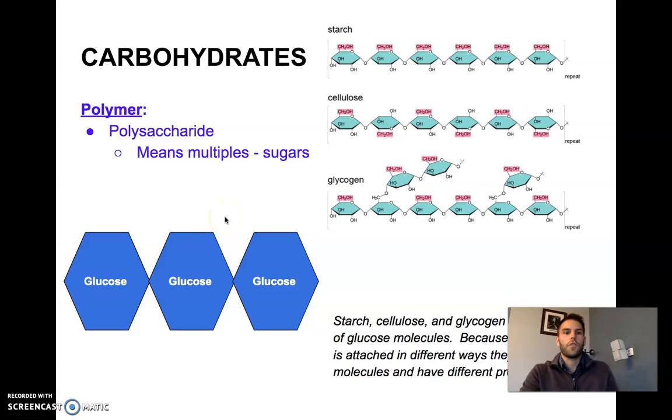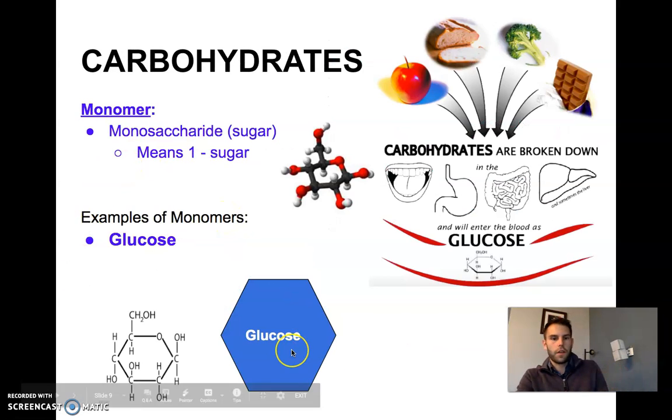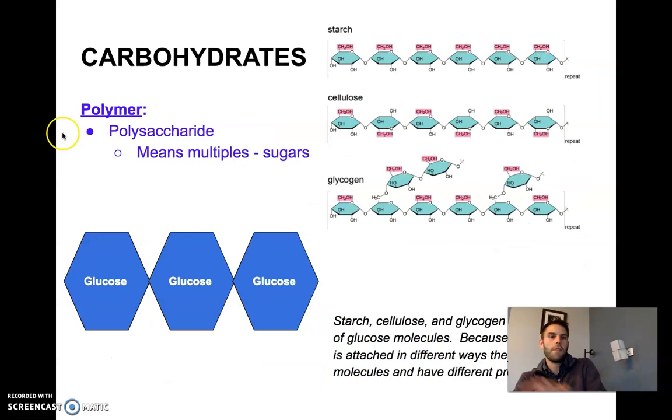All right. So then remember, we're going to have this glucose molecule, and this monomer is going to chain together to make a polymer, a larger molecule. And the word for the polymer for our carbohydrate is called a polysaccharide. Remember, poly means multiple, saccharide means sugar, so polysaccharide means multiple sugars. Okay? And so here's a bunch of glucose molecules chained together.